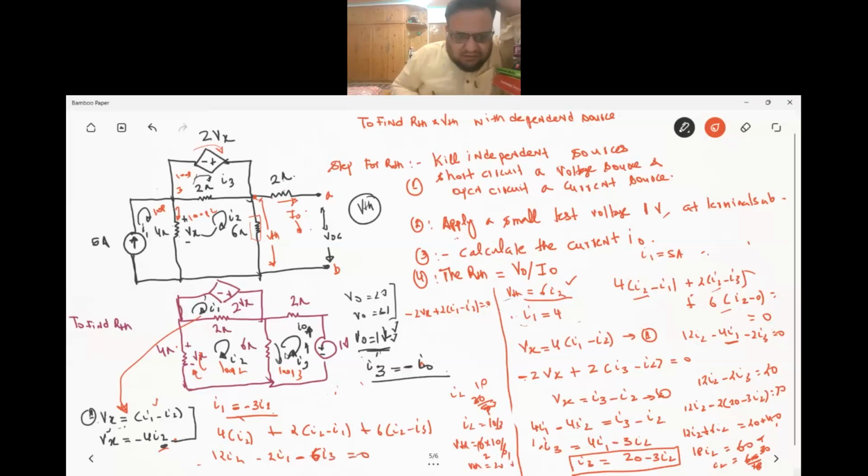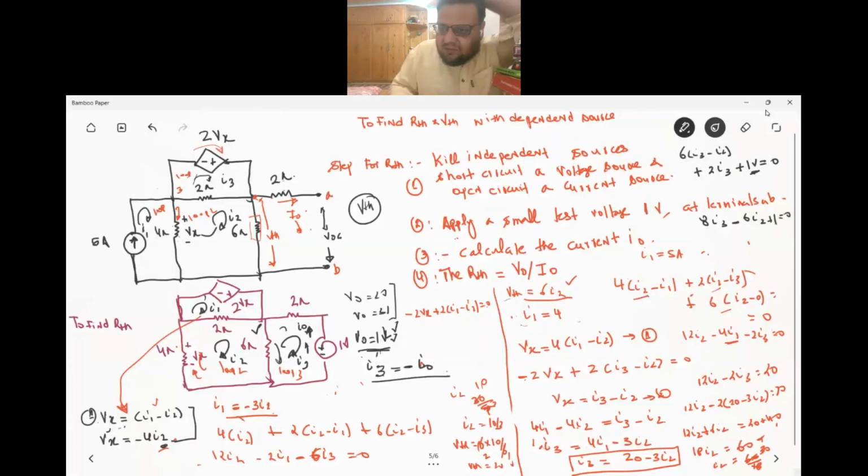One more equation down there. In this loop, the equation would be equal to, I'll write it down here. There is no space here, now this loop's equation. So it would be 6 times I3 minus I2, then plus 2I3 and plus 1 volt is equal to 0. Now I told you this 1 volt I can take 2 volts also, 3 volts also, I will show you. So this equation becomes basically 8I3, that is 6 I3 plus 2 I3, minus 6 I2, plus 1 is equal to 0.